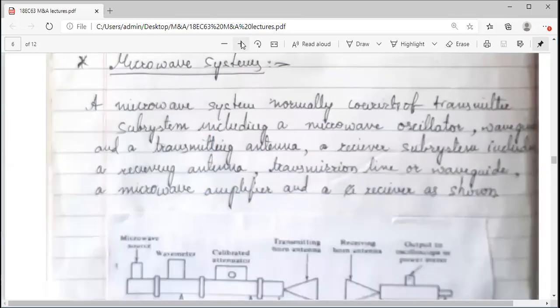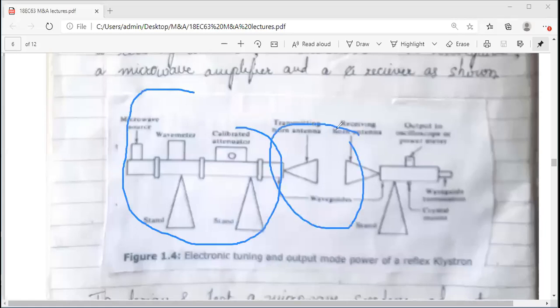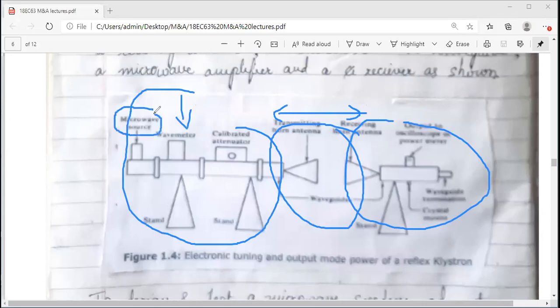Hope it is visible clearly to all. You can see it here. Just like any other common communication system, here also you can see the transmitting part, then the receiving part, and in between a medium. In the transmitting part, you have a microwave source. It is also a microwave device. It will generate the microwaves, so the source generates.